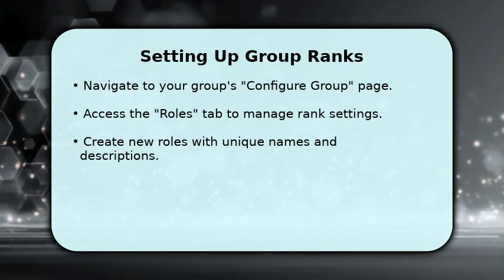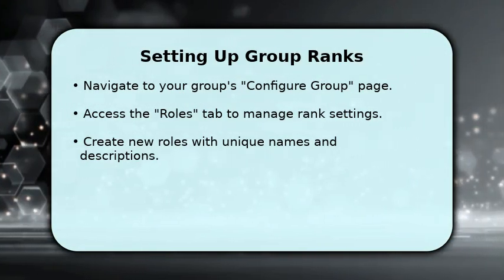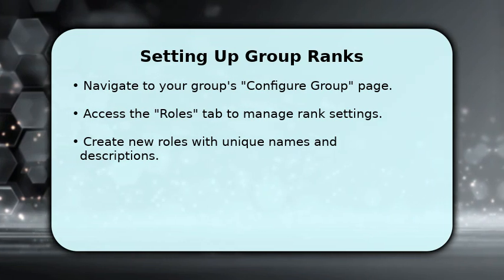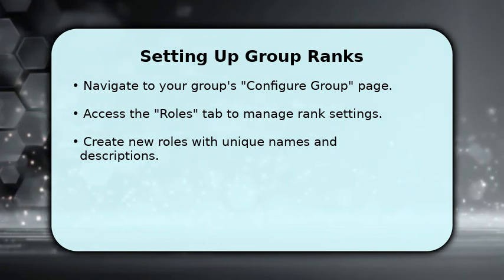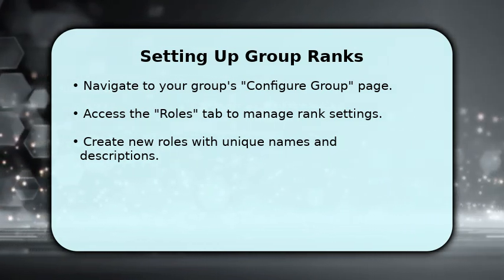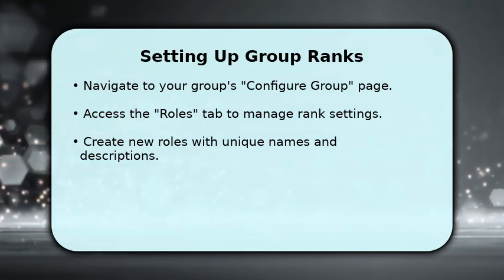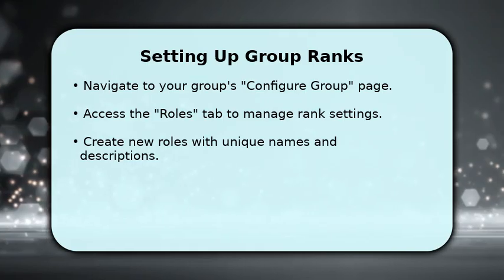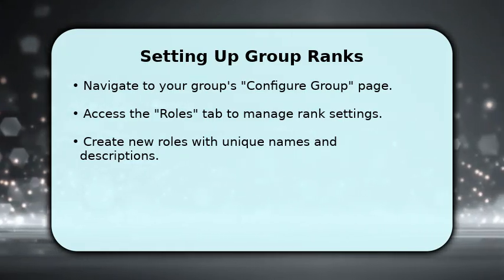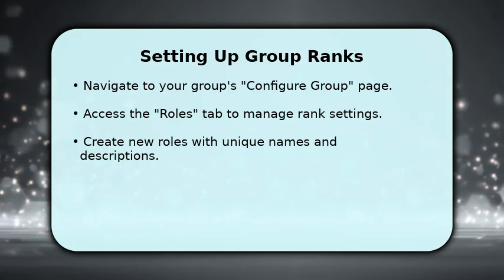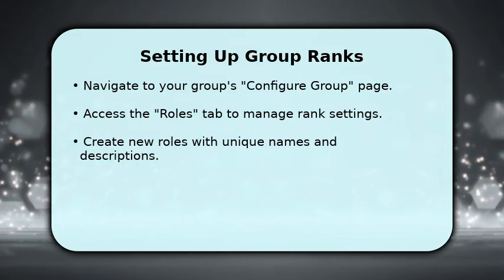Once your group is established, go to its page and click the three dots, then select Configure Group. On the left-hand menu, choose the Roles tab. Here, you can create new roles by clicking Create Role. Give each role a distinct name, like Member or Admin, and assign a rank number between 1 and 255. Higher numbers indicate more authority.